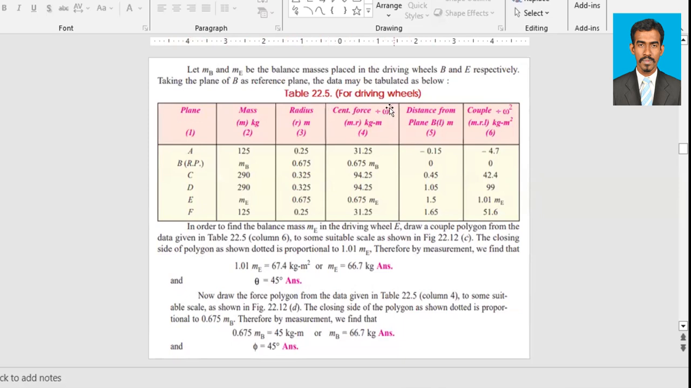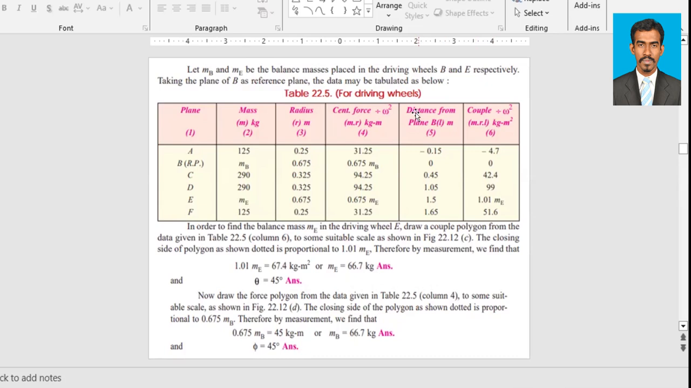Now we are going to find the centrifugal force. We know the centrifugal force is m r omega squared. So we have m here and r here. In order to reduce the complexity, we'll divide m r omega squared by omega squared, so we will have only m and r. We'll multiply this one with this one. So we will have for A 31.25, for B 0.675 MB, for C 94.25, for D again 94.25, for E 0.675 ME, and for F 31.25. So this is the data for the force polygon, that is the centrifugal force data.